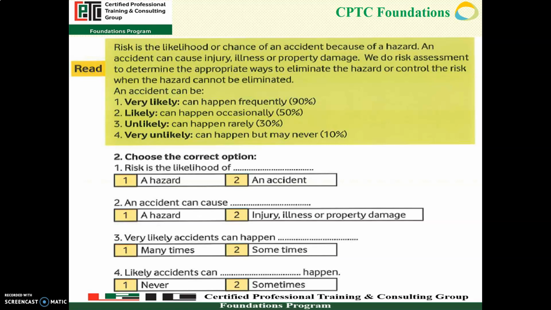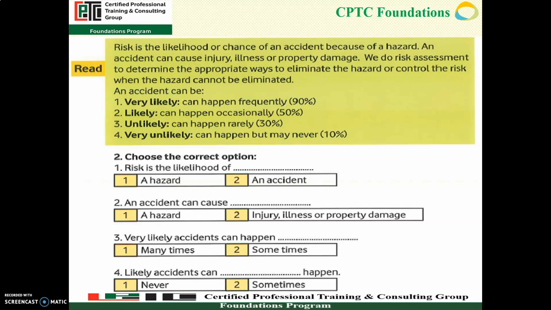Likelihood means the possibility. So it's possible that you will have an accident, or a chance. Chance, the same thing like a possible. So there's a possibility, it's possible. Maybe you will have an accident because of a hazard.